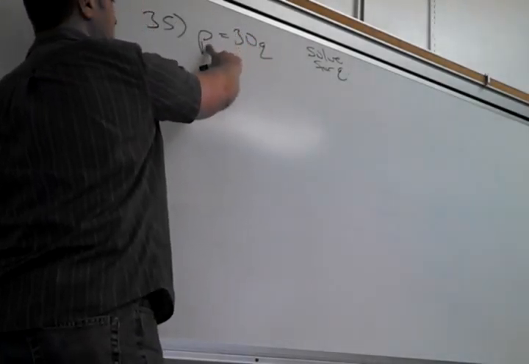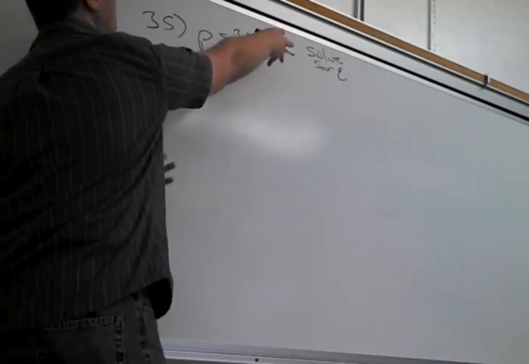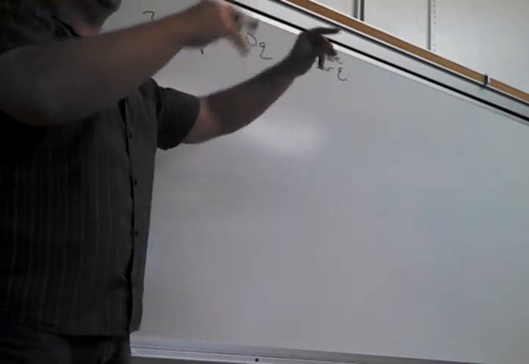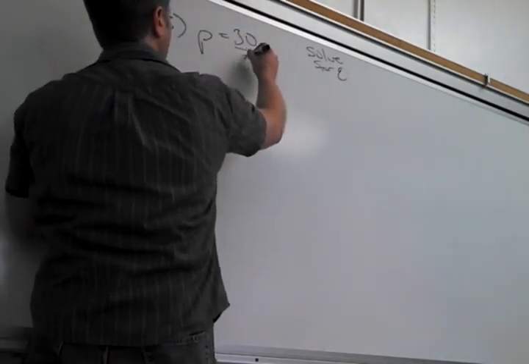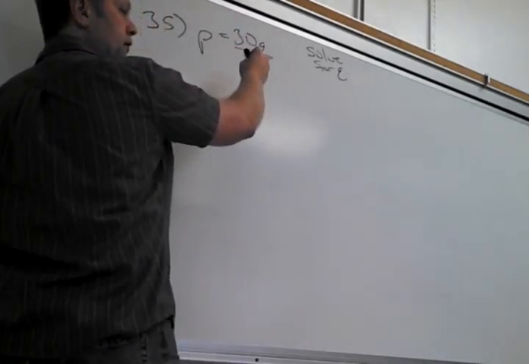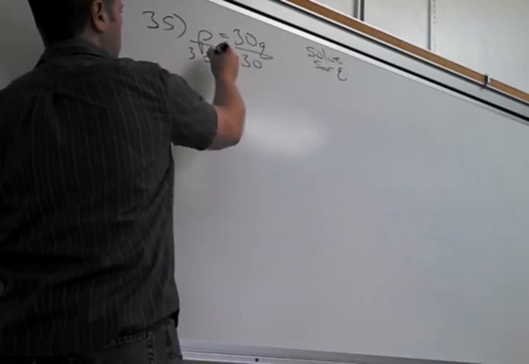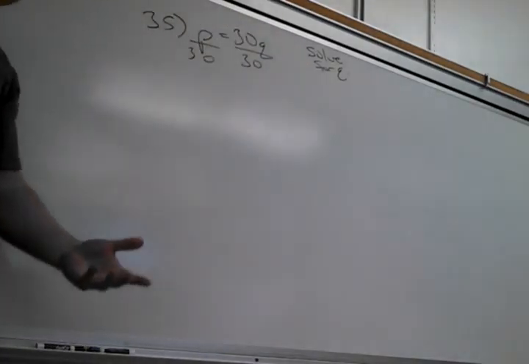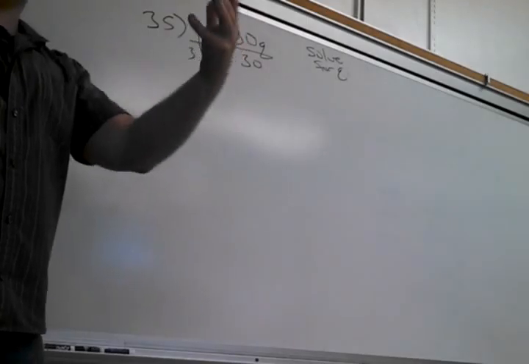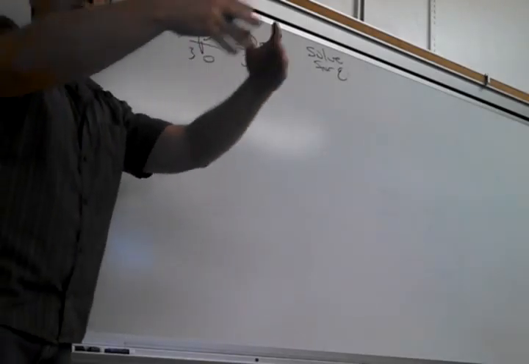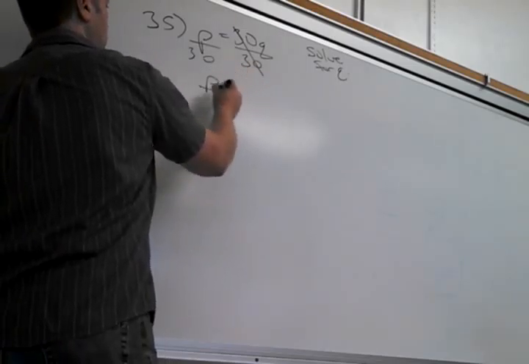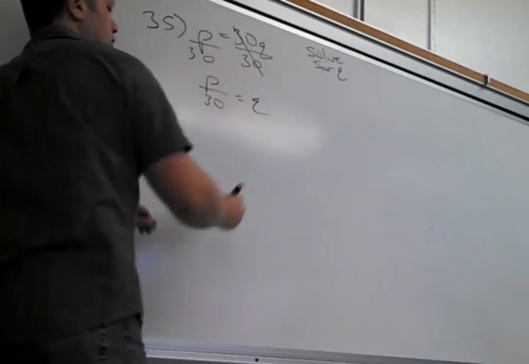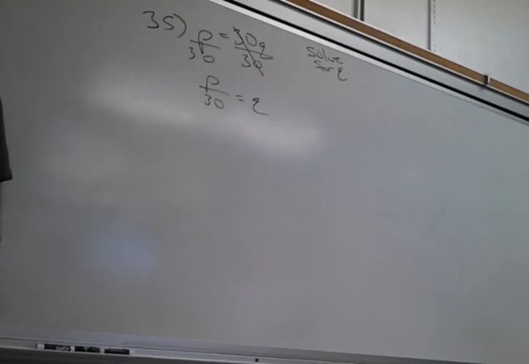This is solved for P. P is by itself. I know what P is. P is 30 times whatever Q is. That's nice, but I need to know what Q is. So to get there, I divide. If I divide this side by 30, I have to do the other side by 30, so I keep the balance, right? Both sides are 30 times smaller, so they're still equal to each other. So that cancels. Then P over 30 is Q. Done.